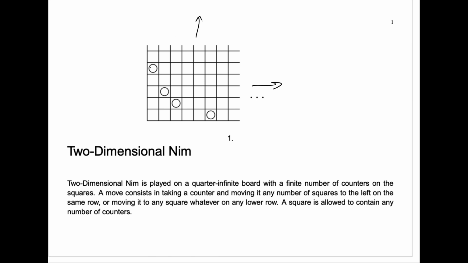A move consists of taking one of these counters and moving it anywhere to the left. So this one can't go to the left, but this one, let's say we're starting with this counter, it could be moved 1 square to the left. Or instead of that, if we choose, we can move it anywhere on a row below. We could move it to here, we could move it to here, or we could move it 1,000 squares to the right and down 1 row. We can move it anywhere on a row below. We could move it down to the first row.